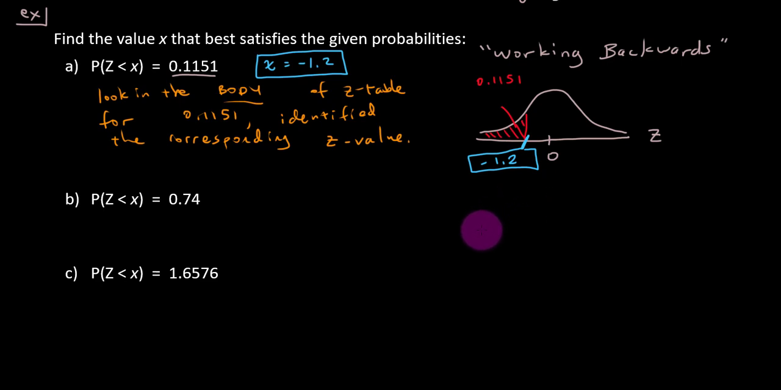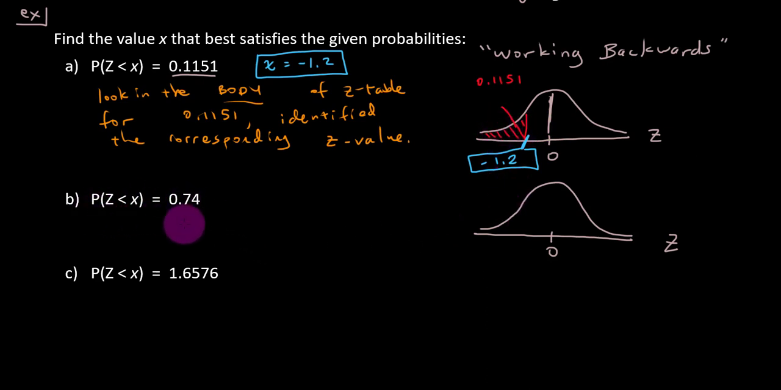I'm going to draw a picture again, but I want to try to guide our answer a little bit. With the first problem here, since this probability was so small and we know it was contained in the left tail, we could have anticipated the answer being negative. Because what's the area to the left of 0? It's a half, right? So we know it had to be less. 0.11 is less than half, so it's got to be over here, negative.